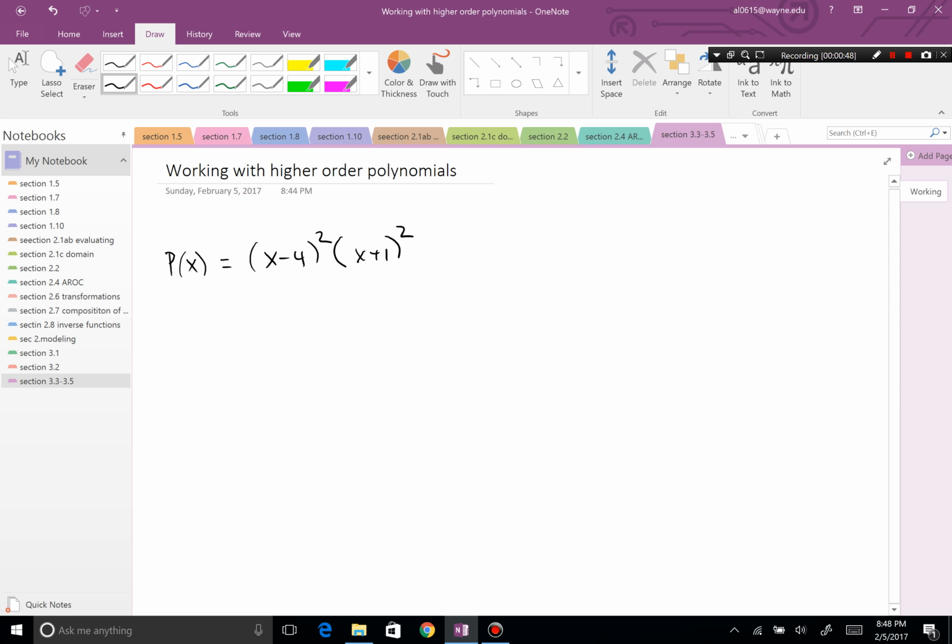Why? Because I can find the intercepts. And actually, let's do it real quick. I'm just going to get the quick sketch to graph intercepts. Note that the y-intercept, plug in 0 for x, that's 16 times 1 is 16. The x-intercepts obviously are going to be (4, 0) and (-1, 0).